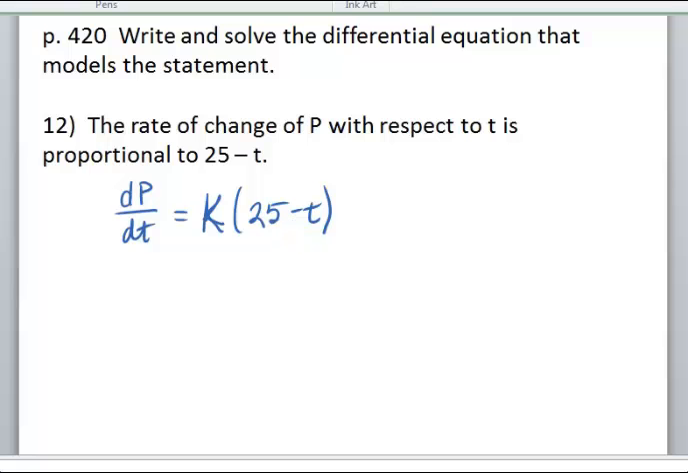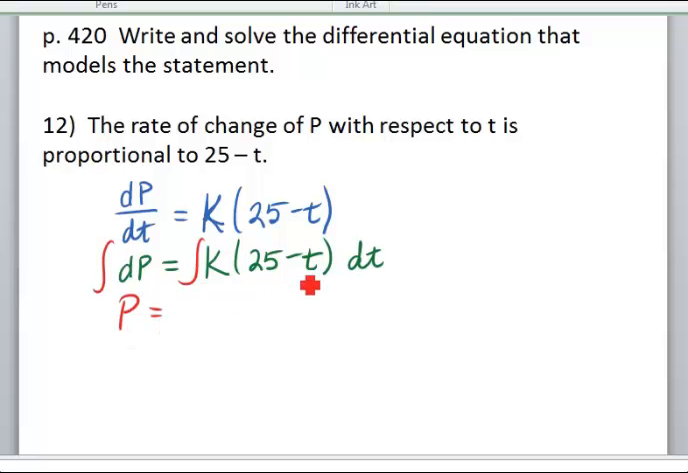Then from there, it's just like the other problem where we separate our variables. So I have dp equals k times 25 minus t dt. So multiply by that on both sides. Ready to integrate. So I get p is equal to, I have to integrate this part. Well, you may want to make a u statement. Your u statement would be 25 minus t. So my du is a negative dt. So I end up getting k.